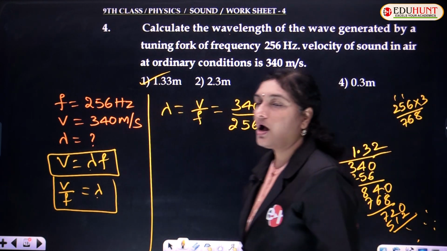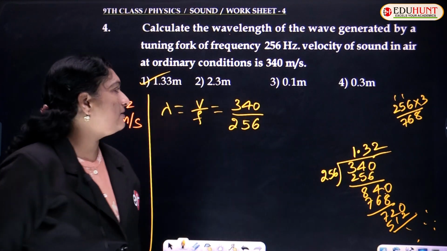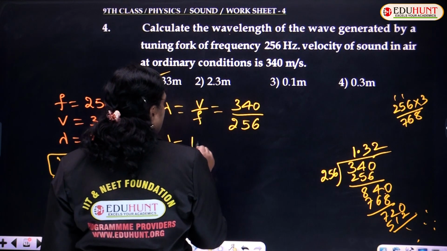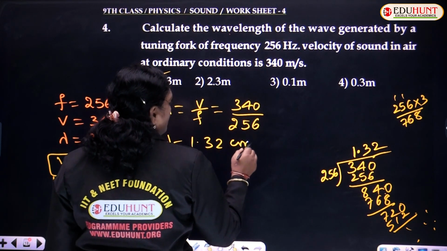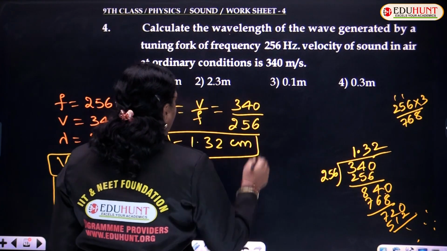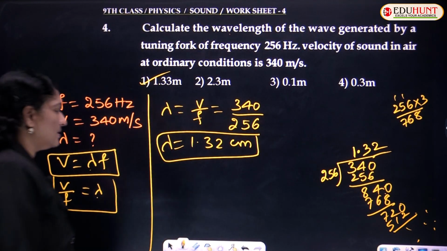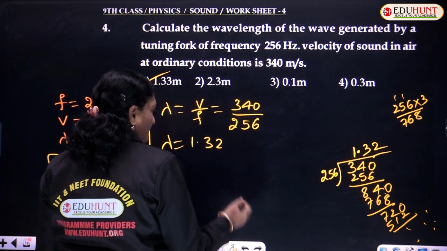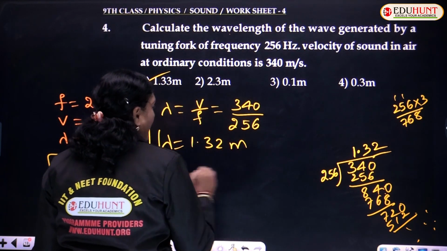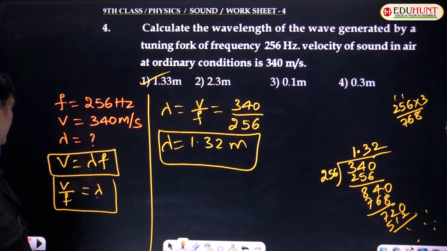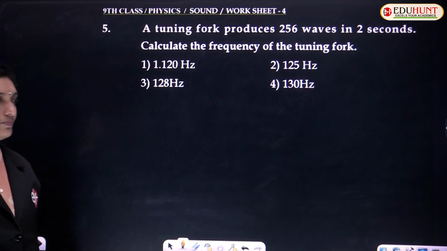Children, so how much is the value of lambda? The value of lambda is found to be 340 upon 256, which is approximately 1.32 centimeters. Sorry, that's not centimeters, it's meters. The value nearby 1.32 meters is 1.33. Hence, option 1 is taken as true.